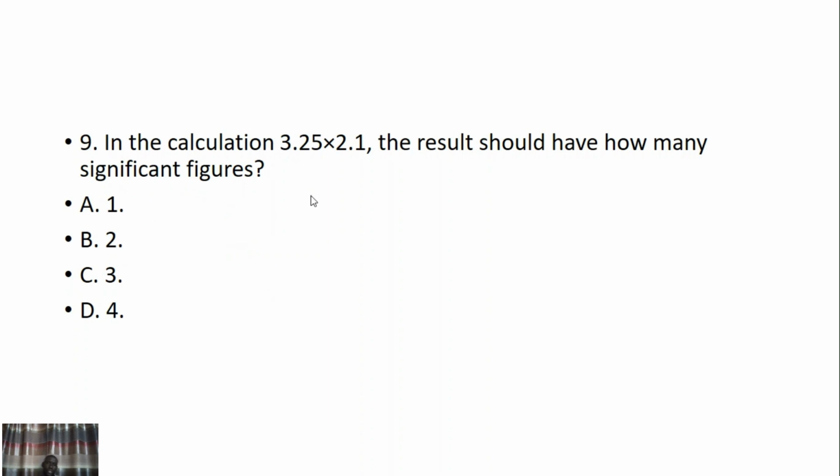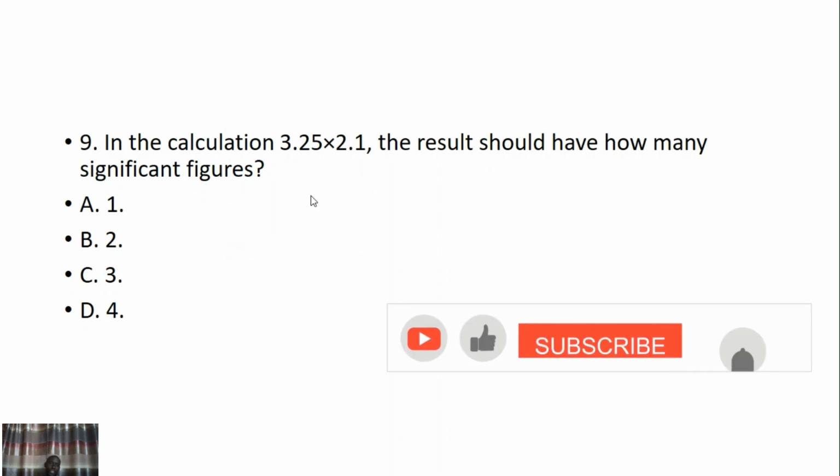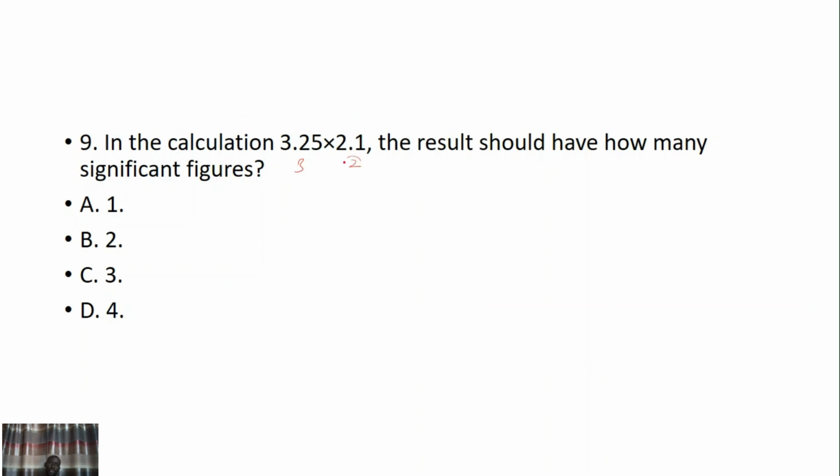In the calculation, the result should have how many significant figures? Don't forget when you are doing multiplication with decimal numbers, the result should have the same number of significant figures as the number that has the least significant figures. If you look at this, this is three significant figures and this is two significant figures. So your result should be in two significant figures. The correct answer is B.